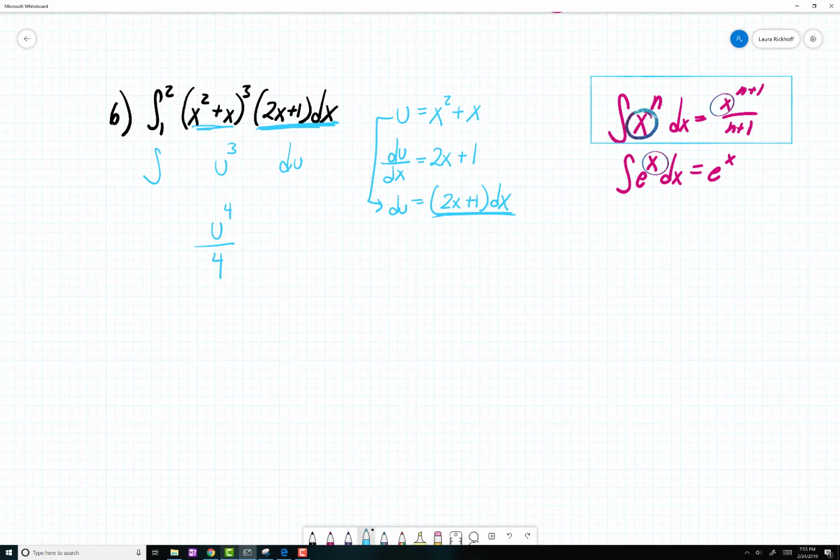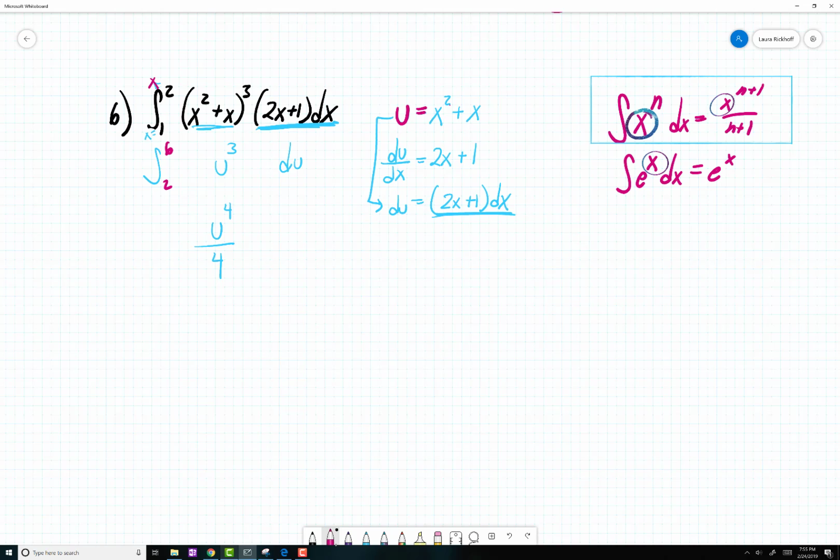Because our integral had limits, we do need to be careful. We have 2 options. The way I like to do it is to change my limits. These were for x, right? When x is 1 and when x is 2. But when we rewrite our integral in terms of u, we need the limits to be in terms of u as well. So when x is 1, plug it back in, the u would be 1 squared plus 1 is 2. And when x is 2, the u would be 2 squared plus 2 is 6.